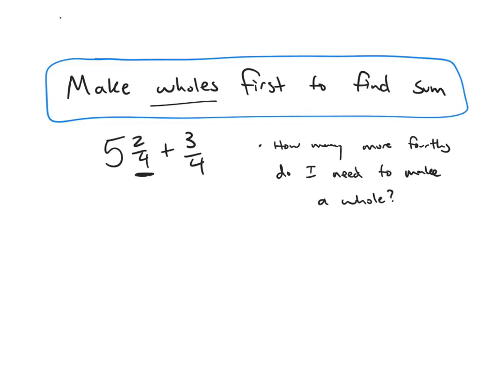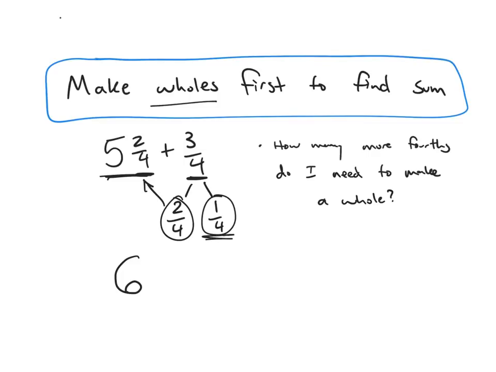So then I'm going to decompose my second fraction. I'm going to pull out 2/4, which gives me 1/4 remaining. And I'm going to add this 2/4 right here to the 2/4 that's attached to my mixed number. So if I'm adding 5 and 2/4 plus this 2/4, the 2/4 and the 2/4 are going to combine to make one whole. So this is going to bump me up to 6 wholes. And then what I'm left with is this 1/4 right here. So I'm just going to combine that with the wholes, and I get 6 and 1/4 as my answer.